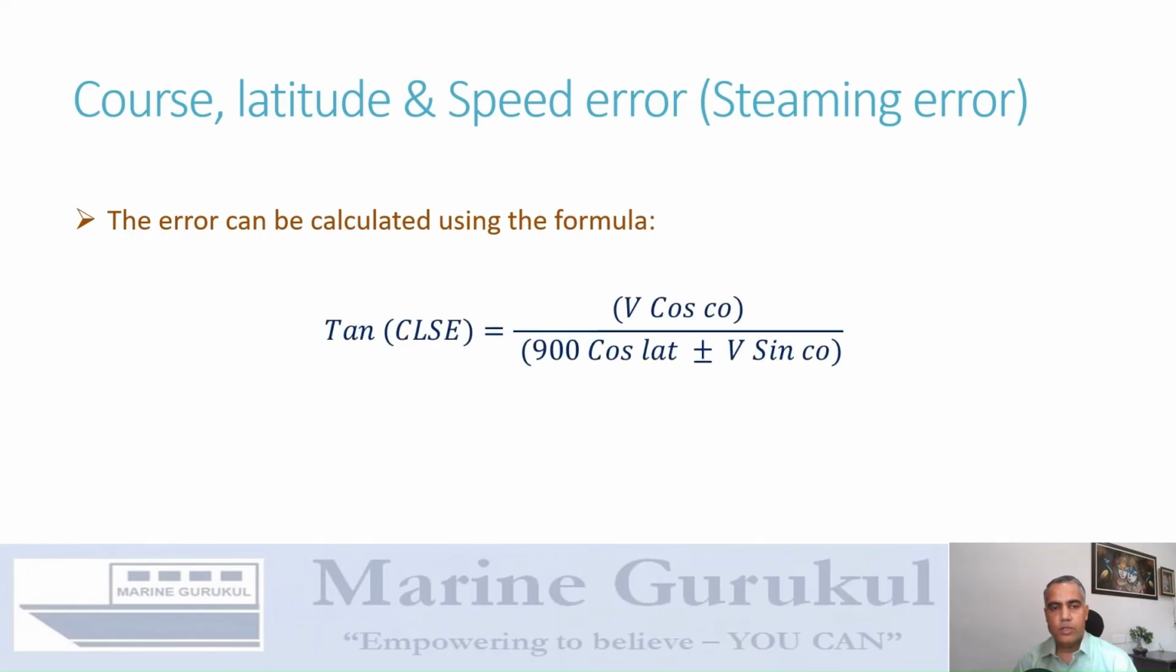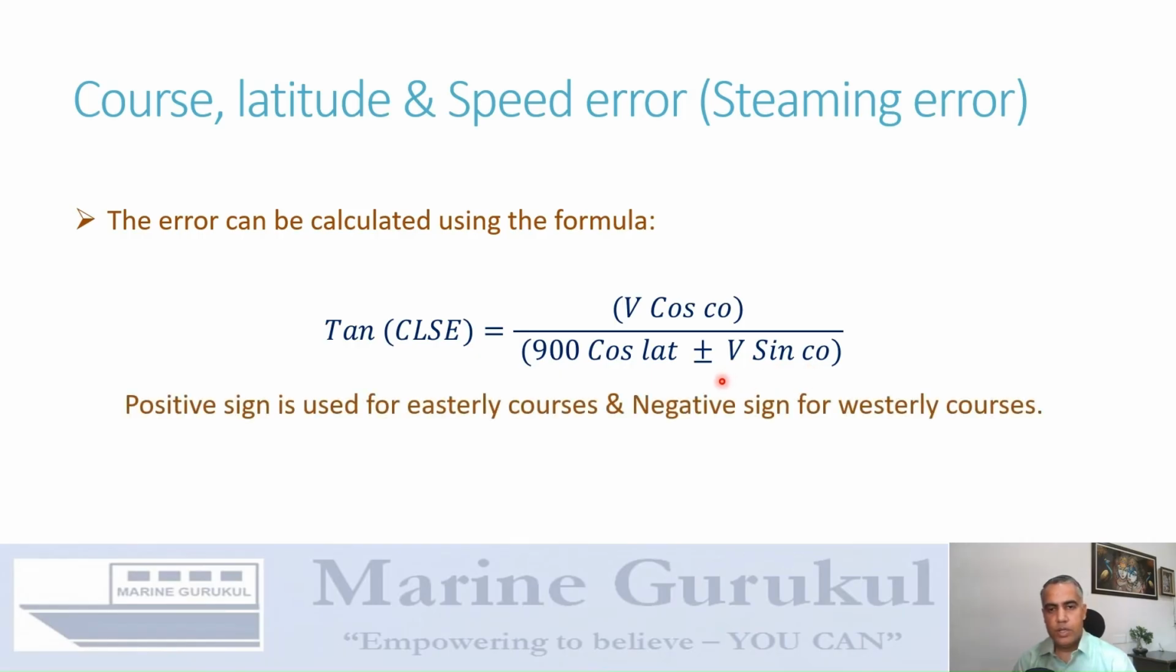The formula which we have is tangent of CLSE is equal to V cos course divided by 900 cos lat plus minus V sin course. CLSE is the course latitude speed error or the steaming error. V is the speed of the ship. Course is the quadrantal course on which the ship is moving. 900 cos latitude, it is the latitude where the ship is, plus minus V sin course. V again is the speed of the ship and course is the quadrantal course on which the ship is moving.